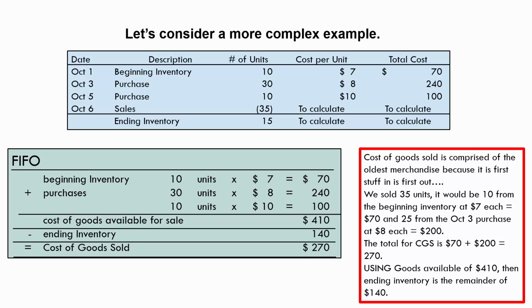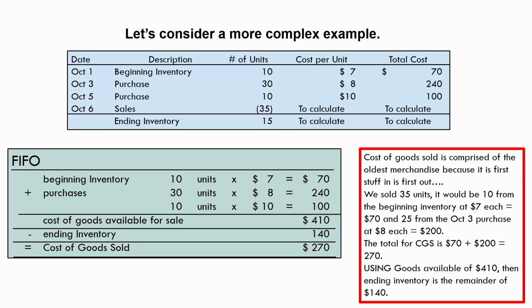If we sell 35 units, notice our goods available is 10 and 30, which is 40, plus 10 is 50. If we sell 35, we will have 15 left. That's pretty much a given because we know those equations. But we really don't know at this point what the cost is going to be for these units sold, or the cost which is going to remain in ending inventory.